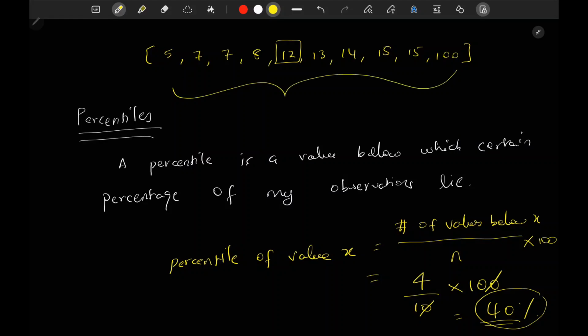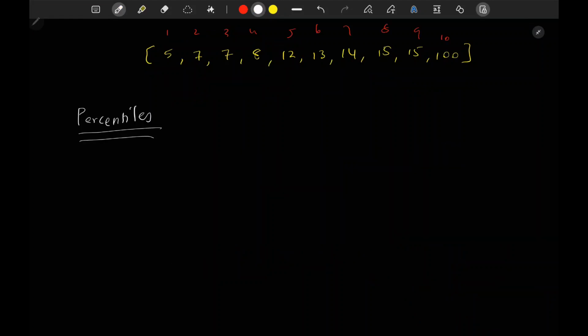In this whole distribution, there are 40% of my points, of my observations, that are less than 12. That's what this particular formula indicates, that is percentile. So what if I need to calculate the value using percentile? The formula for that is: value is equal to the percentile value divided by 100, times n plus 1.